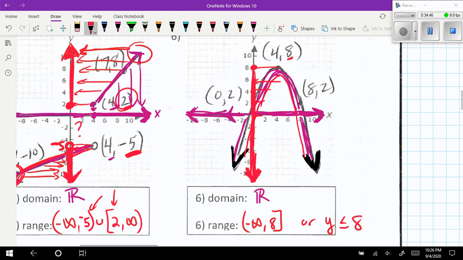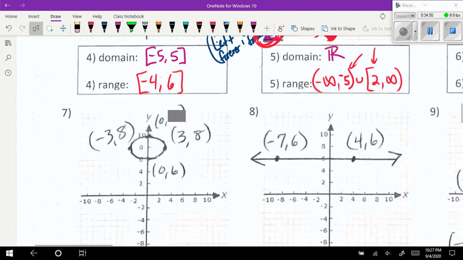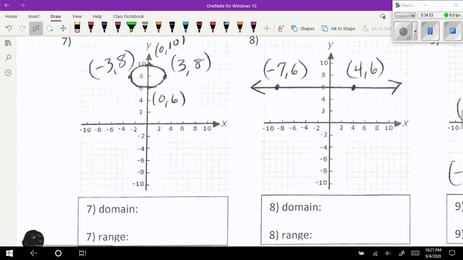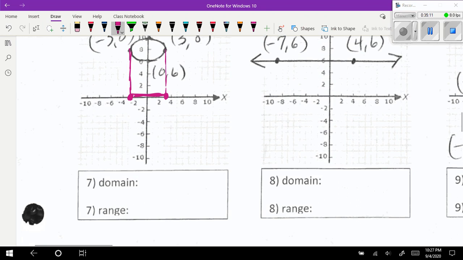Okay, next problem. We're just going to go kind of fast on here. This -3 is going to, oh, switch your colors, Gina. Okay, so I'm going to purple. So my -3 comes down like this. My +3 comes down like this. Everything else comes down and fills that in.